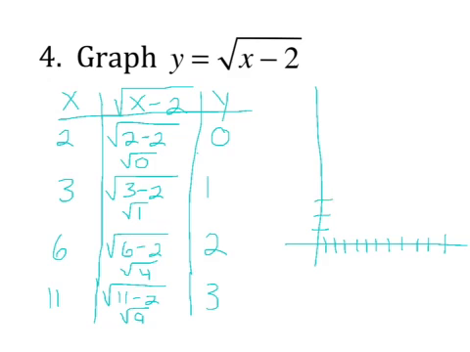So we have a point at 2, 0, 3, 1, 6, 2, and 11, 3. And remember, square root graphs start at a point and then they only have one arrow going off to the side.